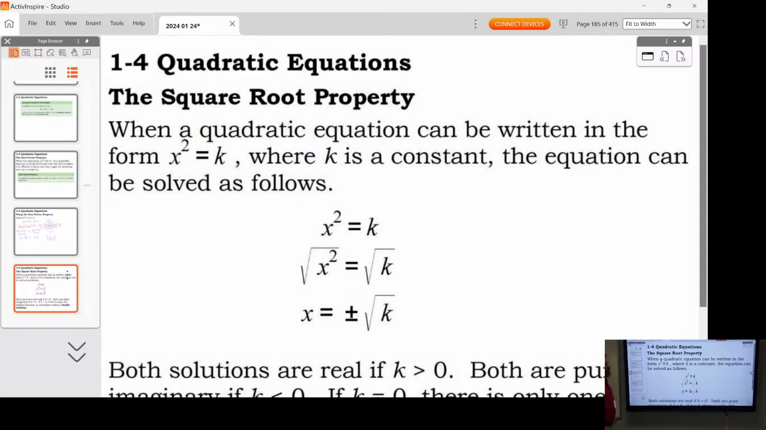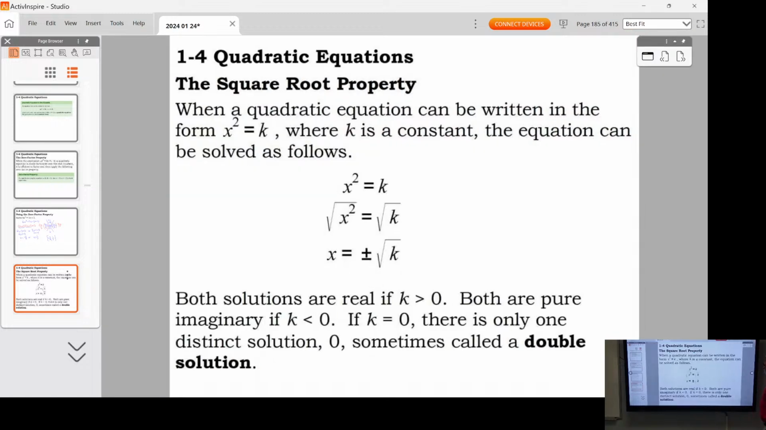Now, here's where you've got to be careful. Let me change this to fit slide. Best fit. Okay.